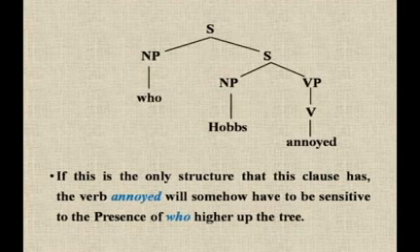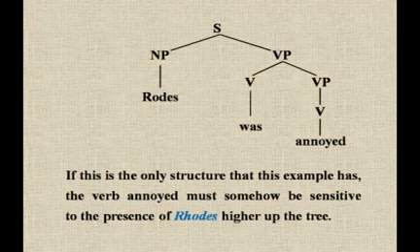If this is the only structure that this clause has, the verb anoint will somehow have to be sensitive to the presence of who higher up the tree. The situation is similar with 7. Rhodes was anointed. Here we will have something like the following structure in 36. If this is the only structure that this example has, the verb anoint must somehow be sensitive to the presence of Rhodes higher up the tree.